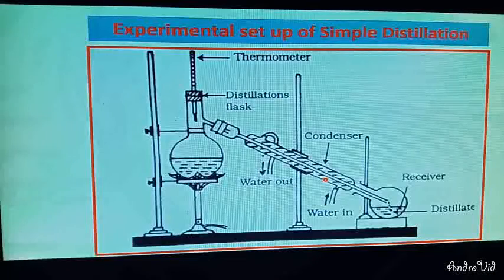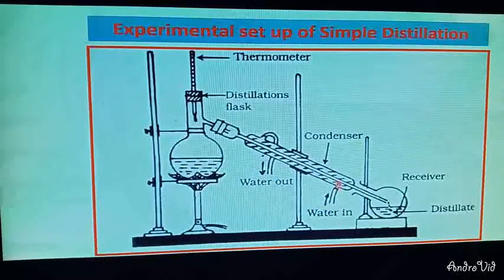In the condenser there are two tubes. One is the water outlet, another is the water inlet. Through the water inlet, water will enter into the condenser, and through the water outlet, water will go out from the condenser. So there is a flow of cold water in this condenser. For this reason, when the vapor of the liquid substance passes through the condenser, due to the flow of cold water, the vapor of the liquid substance is converted to liquid. Okay, and in this way it will be stored here in this flask.